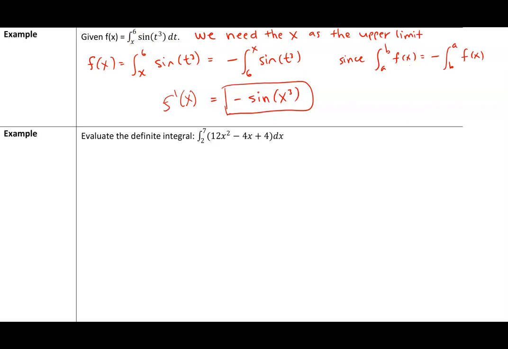And this should have actually, in the beginning, said find f prime of x. So sorry about that.